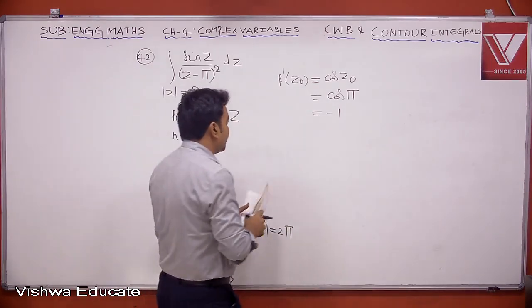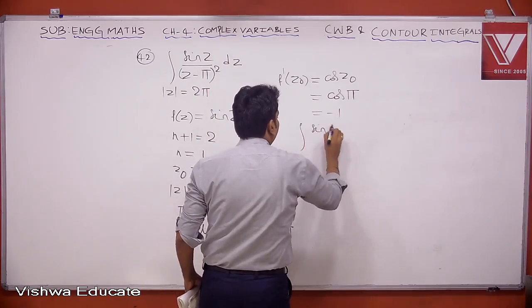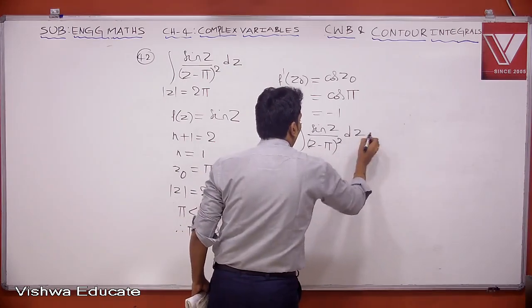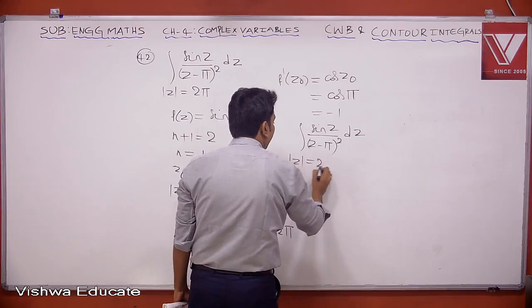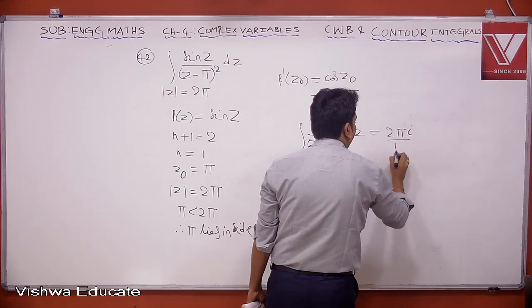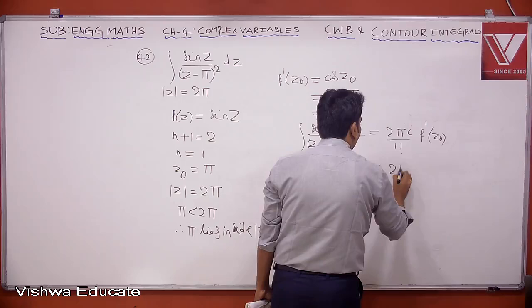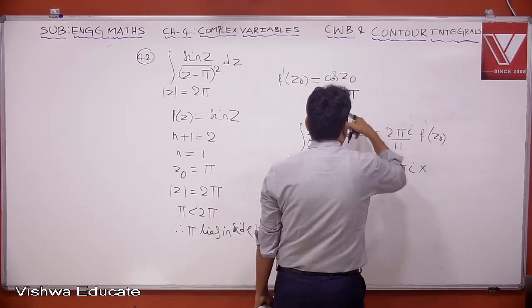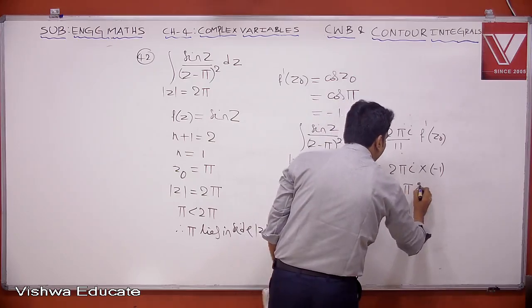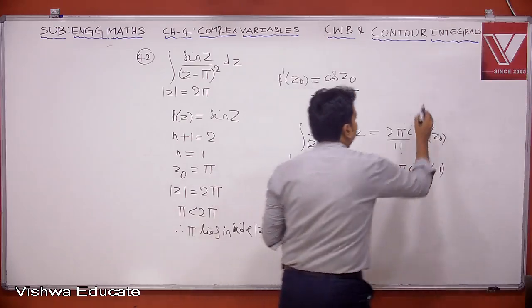Therefore, in this case, the integral of sin z by (z minus pi) whole square dz over mod z equal to 2 pi becomes 2 pi i by 1 factorial into f dash of z0. So 2 pi i into f dash of z0, which is minus 1. Therefore, the answer is minus 2 pi i. So option A is the right answer.